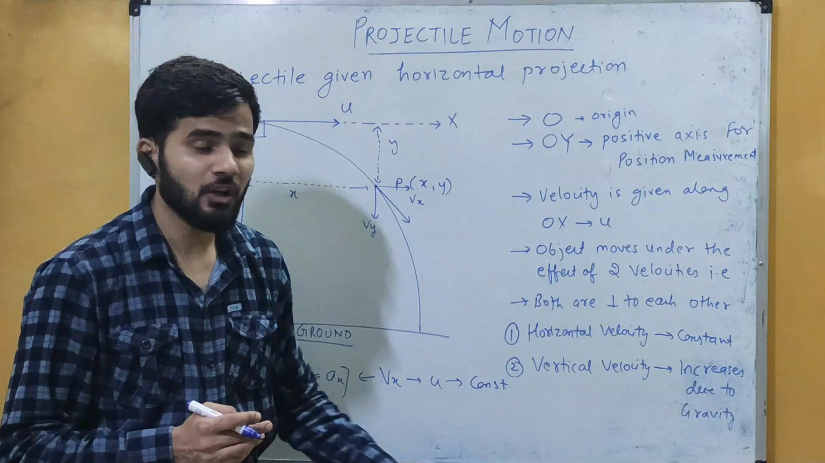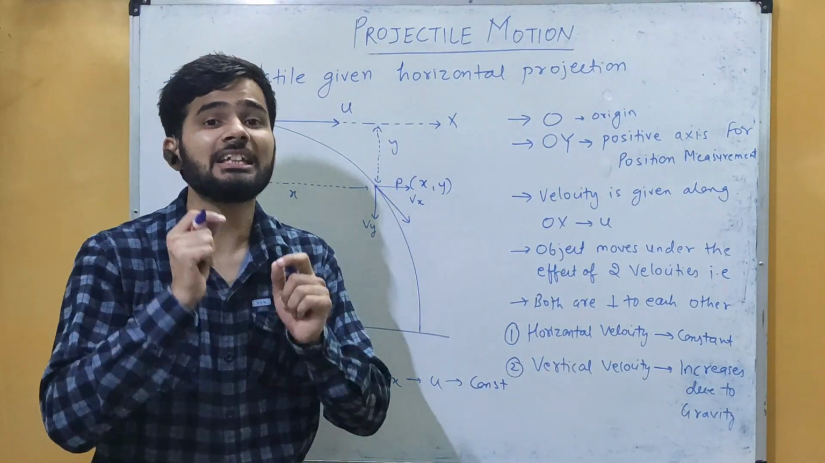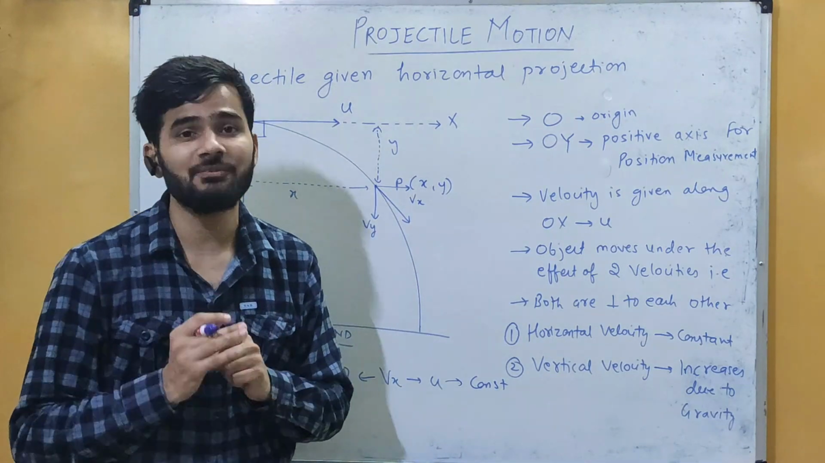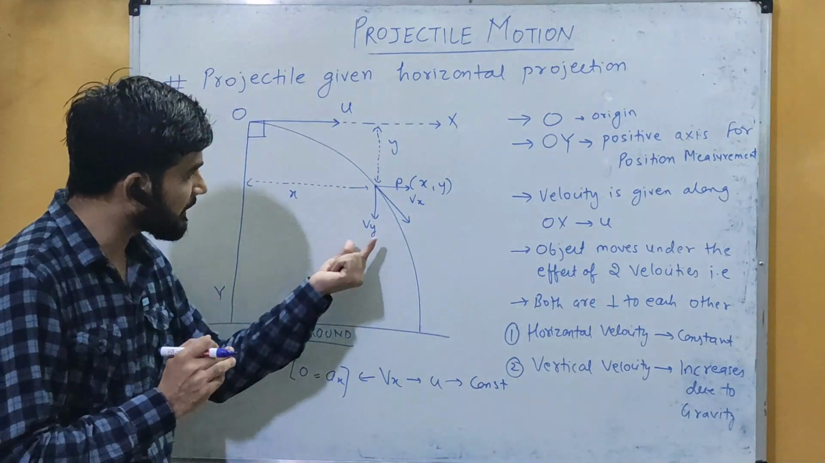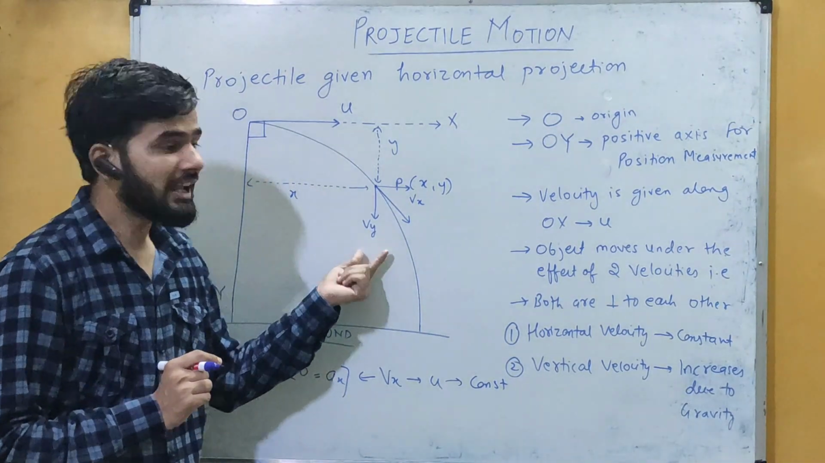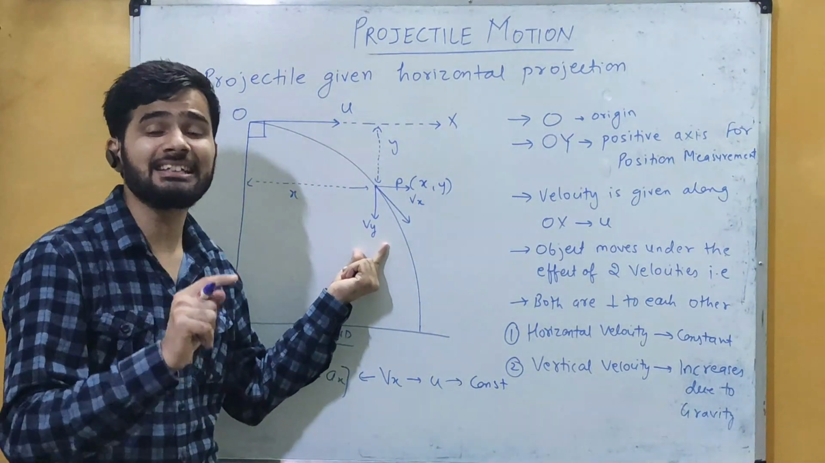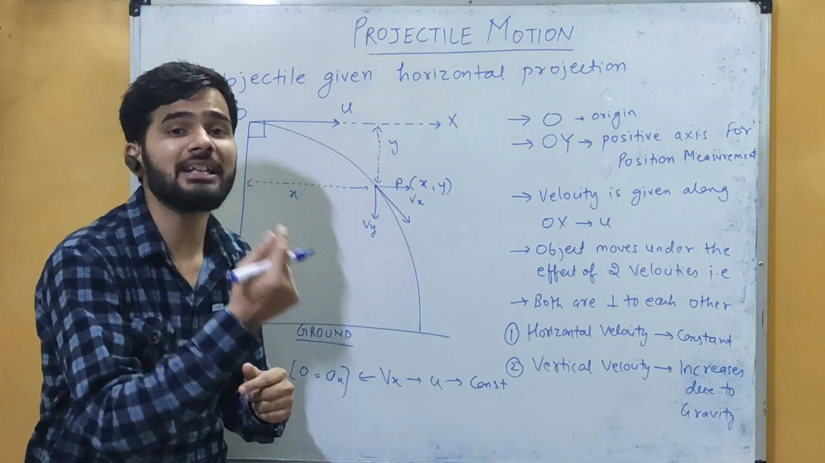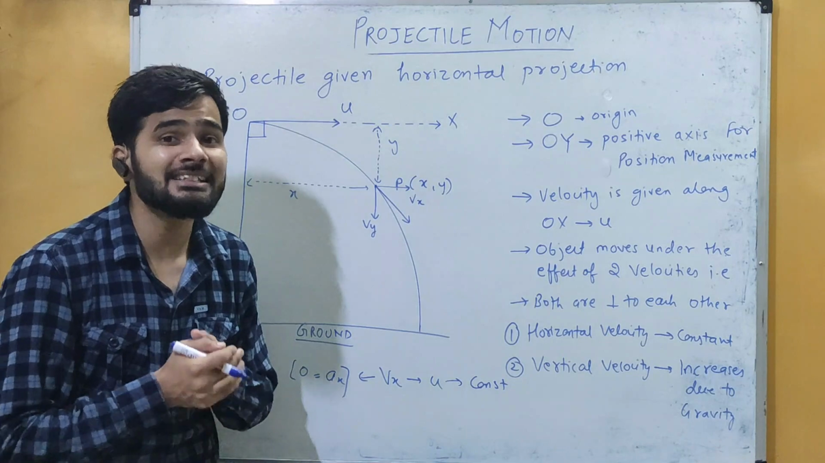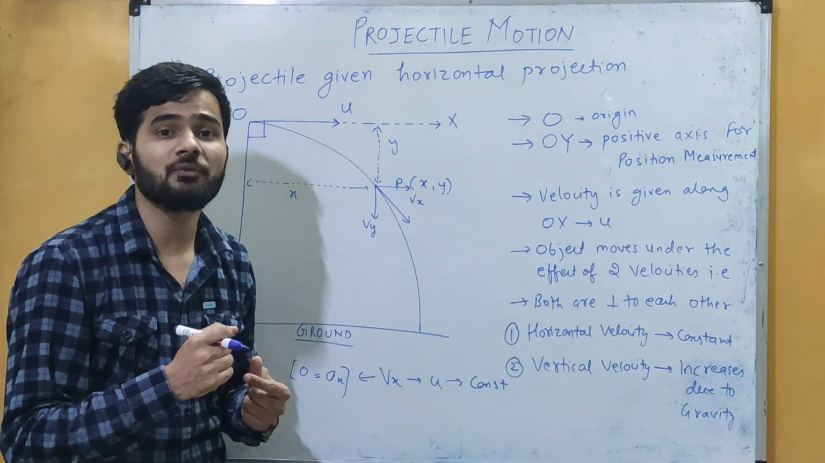Now this vertical velocity increases due to gravity. अब हमने यहाँ पर पढ़ा था कि जो projectile motion है, that is the motion in which the object moves under the effect of gravity alone. तो यहाँ पर जो component है velocity का, which is because of the gravity, that is Vy. And as the object is moving towards the ground, this component increases because the acceleration due to gravity is positive. So यहाँ पर जो Vy है that increases, and that is because of the gravity.